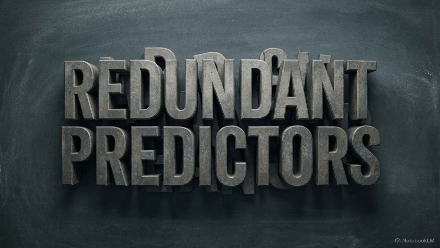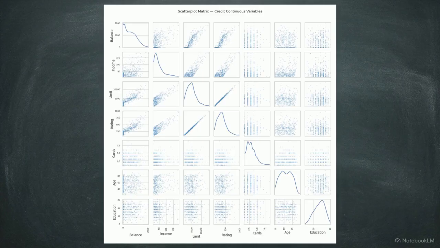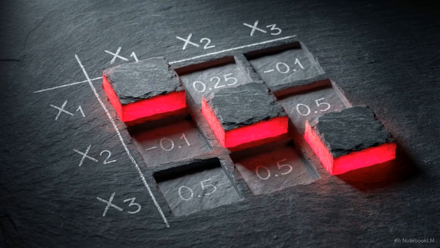Including too many variables introduces multicollinearity. This scatterplot matrix displays the pairwise relationships between all continuous variables in our dataset. The intersection of limit and rating shows a near-perfect correlation of 0.997. The regression cannot distinguish the effect of a credit limit from a credit rating because they move in exact tandem. We detect this instability using variance inflation factors, or VIF.